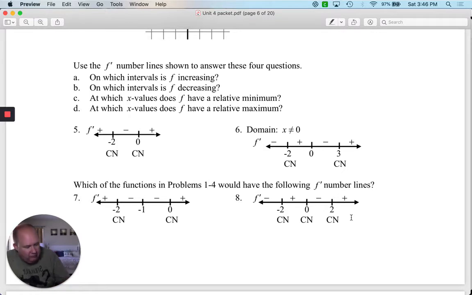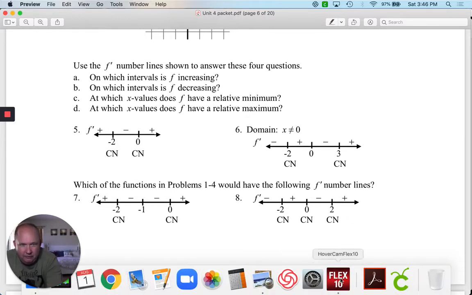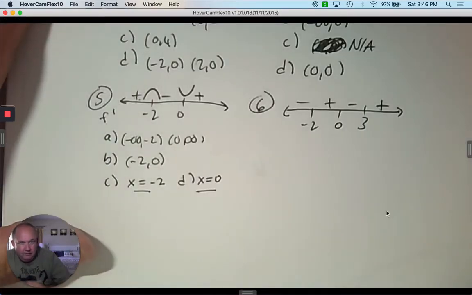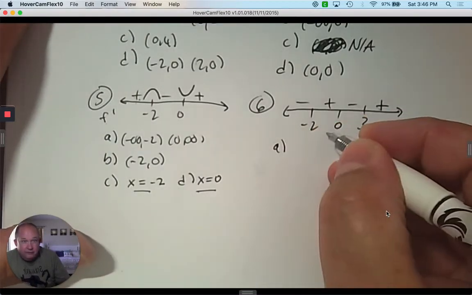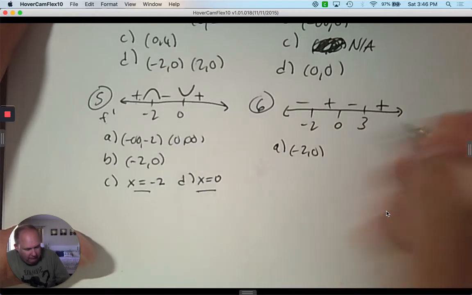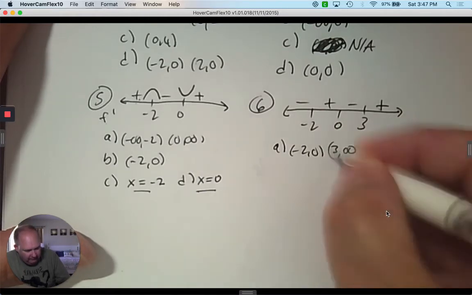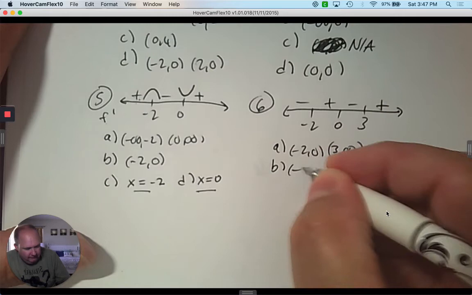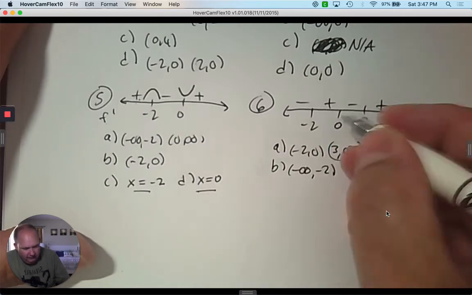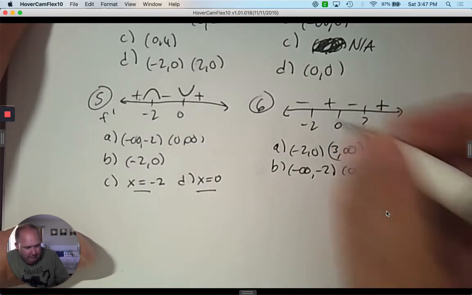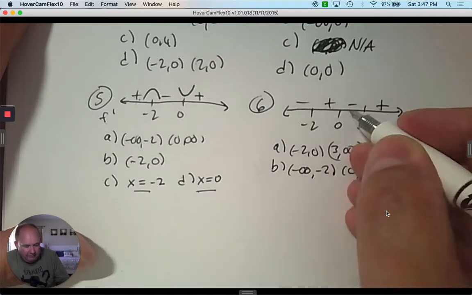So again, I'm going to draw because I find it helpful to actually draw the number line. So this is the first derivative number line: negative 2, 0, and 3. And it goes negative, positive, negative, positive. And the numbers listed on the number line are critical numbers. So part A says, where is it increasing? So it's increasing from negative 2 to 0 and from 3 to infinity. Where is it decreasing? From negative infinity to negative 2 and from 0 to 3. Positive means increasing, negative means decreasing.